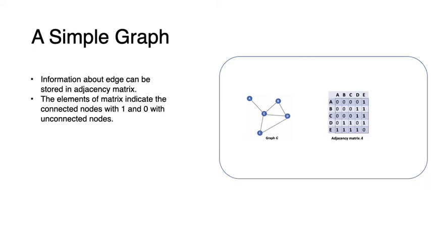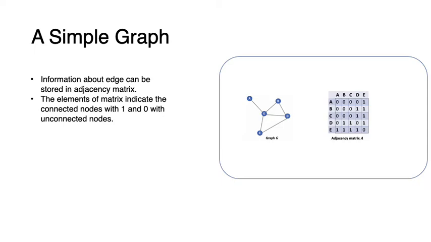The adjacency matrix does nothing but store the information about the edges. The elements of this matrix indicate the connected nodes, and the element will be 1 if the nodes are connected, and will be 0 if they are unconnected.